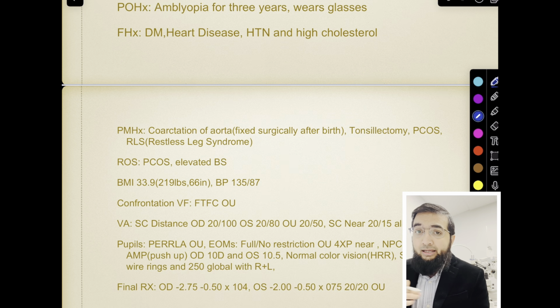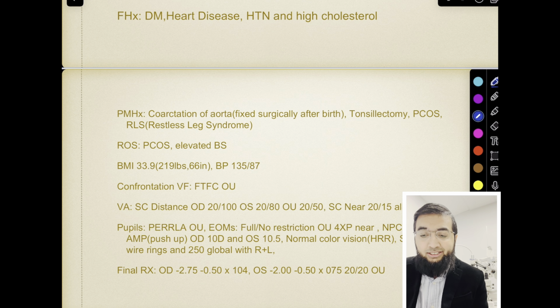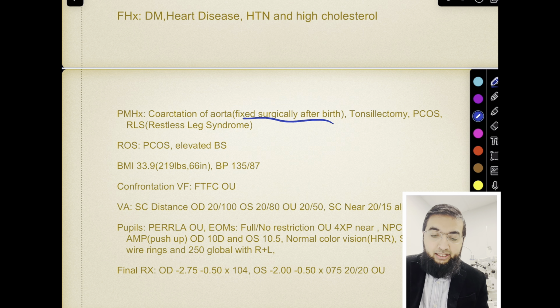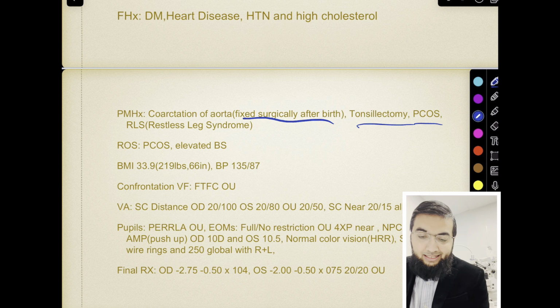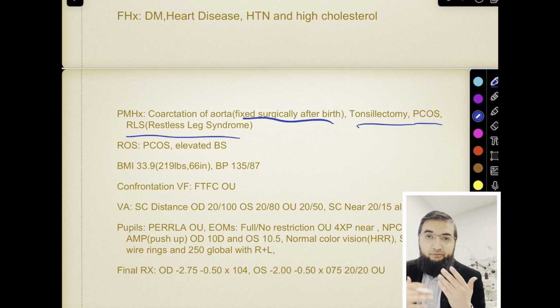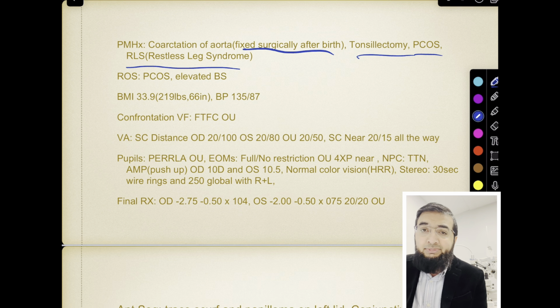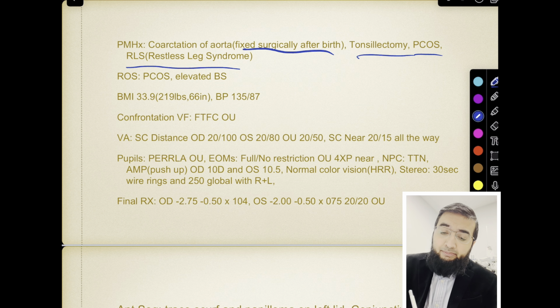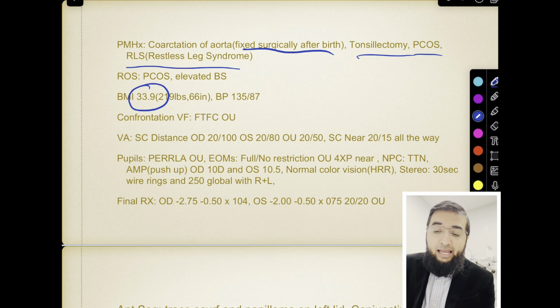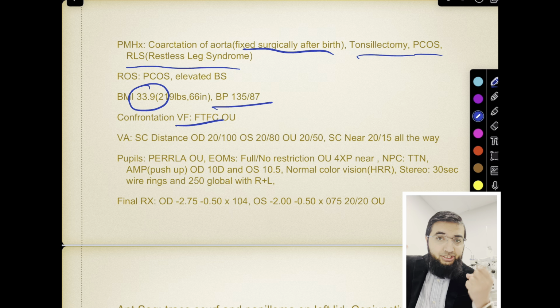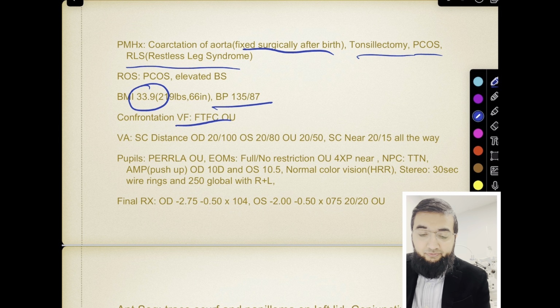And she was born with a cardiac condition called coarctation of the aorta, which was surgically fixed after birth. And she had some other things going on in the past medical history, for example, tonsillectomy, polycystic ovarian syndrome, restless leg syndrome. Okay, and on the review of systems, I found that she has some PCOS and increased blood sugar. Okay, and her BMI is high. Blood pressure is 135/87, visual field on confrontation is good in both eyes, is full.